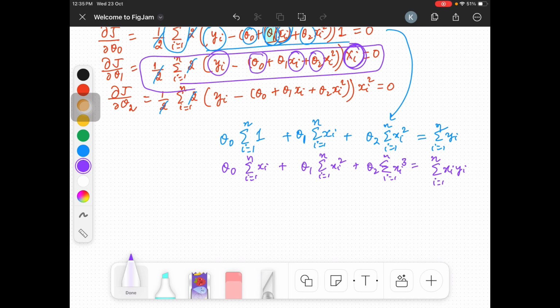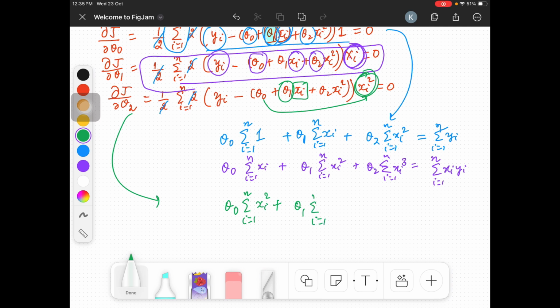Now let us look at the third term. Here again you will get theta naught, multiplied with xi square. So i from 1 to n xi square. Then you have theta 1, and that is with xi cube. So you have i from 1 to n xi cube, and then you have theta 2 with xi raised to power 4, and that is equal to yi into xi square, i from 1 to n.